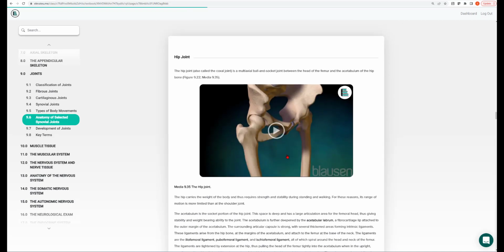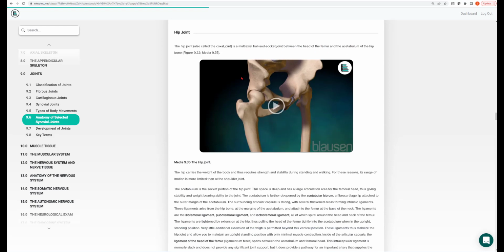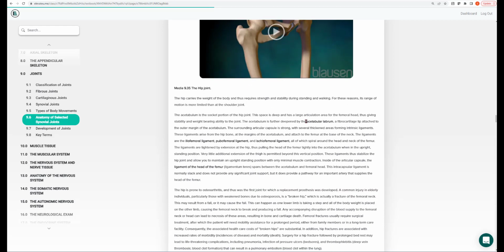Moving on to the coxal joint, the hip joint. This is a multi-axial ball and socket joint. It is between the head of the femur and the acetabulum of the hip. There is a labrum, again, a fibrocartilage lip-like structure that goes all the way around the acetabulum, sort of gives it a little bit bigger space.